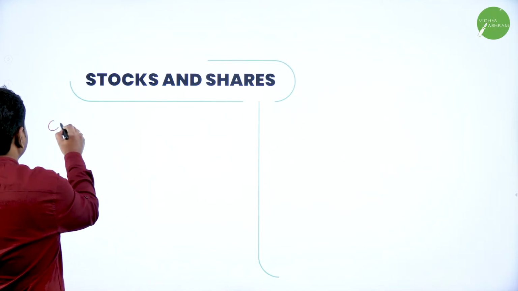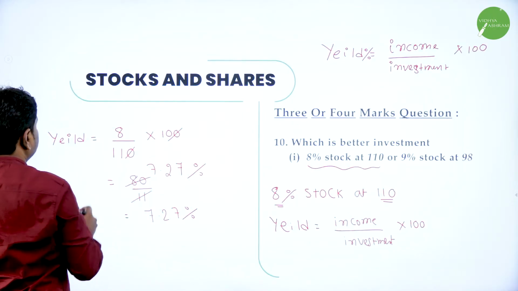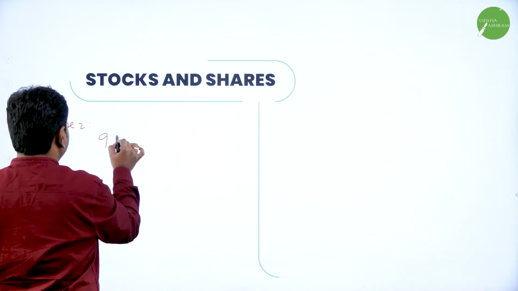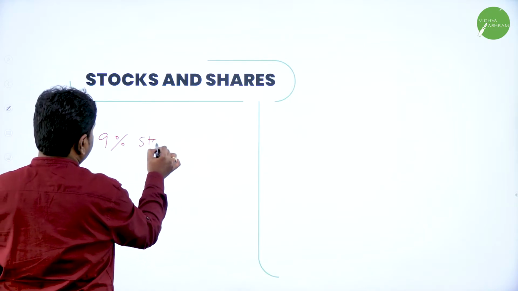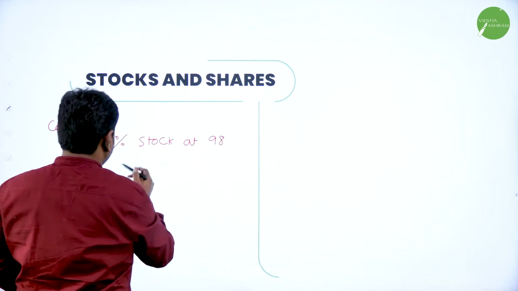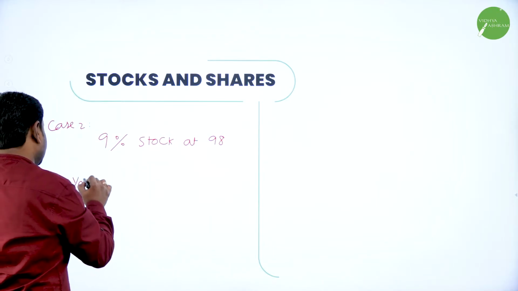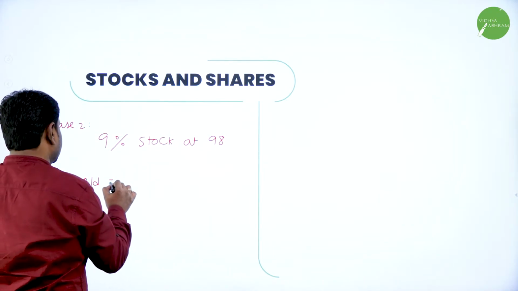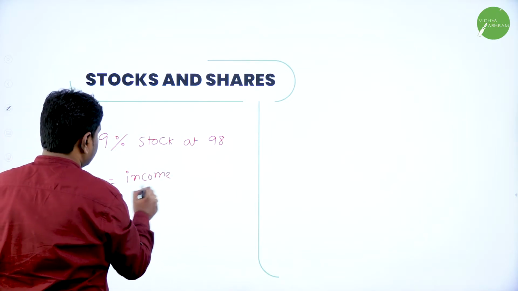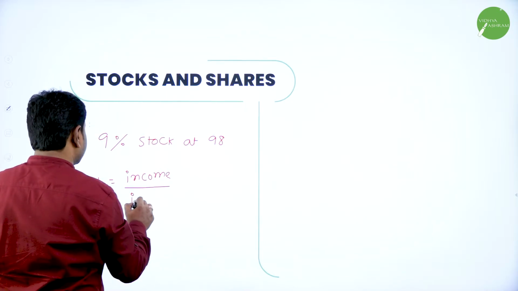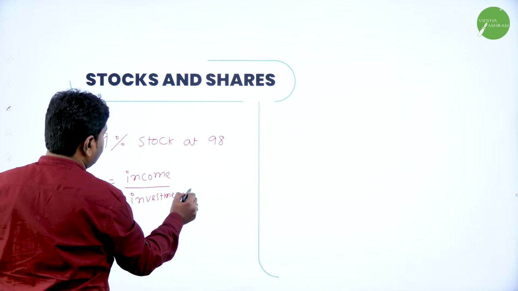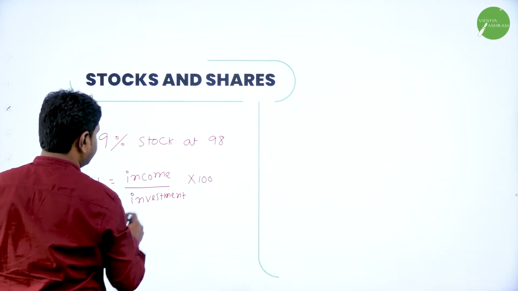So case 2, what is case 2? Second case they gave, that is 9% stock at 98. So for this yield you calculate. Again, yield is equal to what is yield? Income divided by market value or investment, amount invested. Income by investment into 100 gives you yield in percentage.